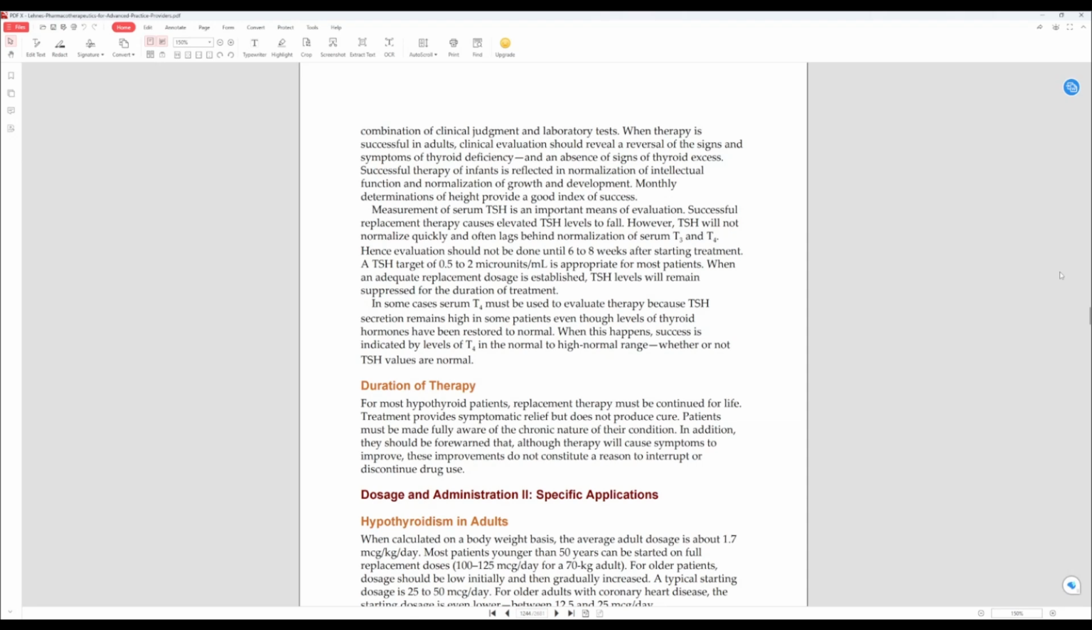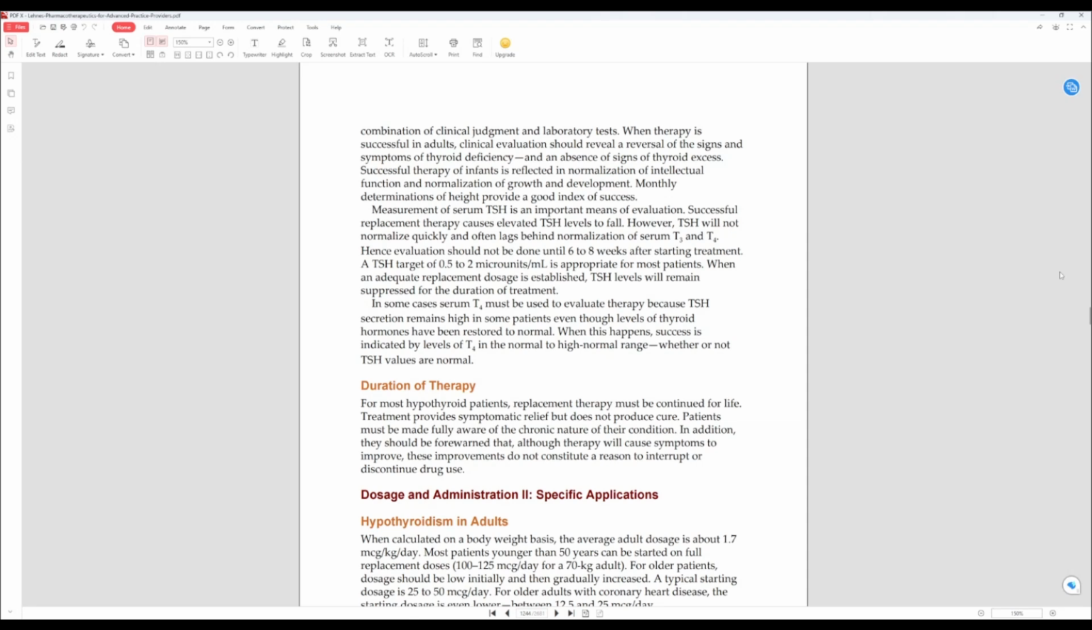Measurement of the serum TSH is an important means of evaluation. Successful replacement therapy causes elevated TSH levels to fall. However, TSH will not normalize quickly and often lags behind the normalization of serum T3 and T4. Hence, evaluation should not be done until 6 to 8 weeks after starting treatment. A TSH target of 0.5 to 2 microunits per ml is appropriate for most patients.